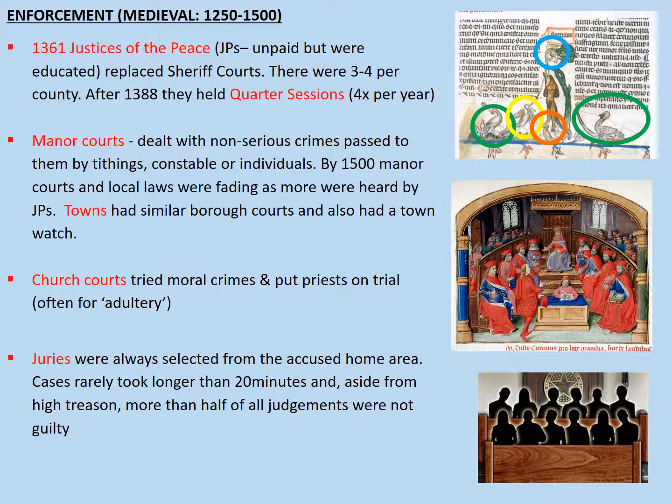Church courts tried moral crimes and put priests on trial, often trying people for adultery as well. And I mentioned this earlier, juries selected from the accused's home areas often didn't take longer than 20 minutes. More than half of all judgments were not guilty, so people tended to find in favour of the accused.